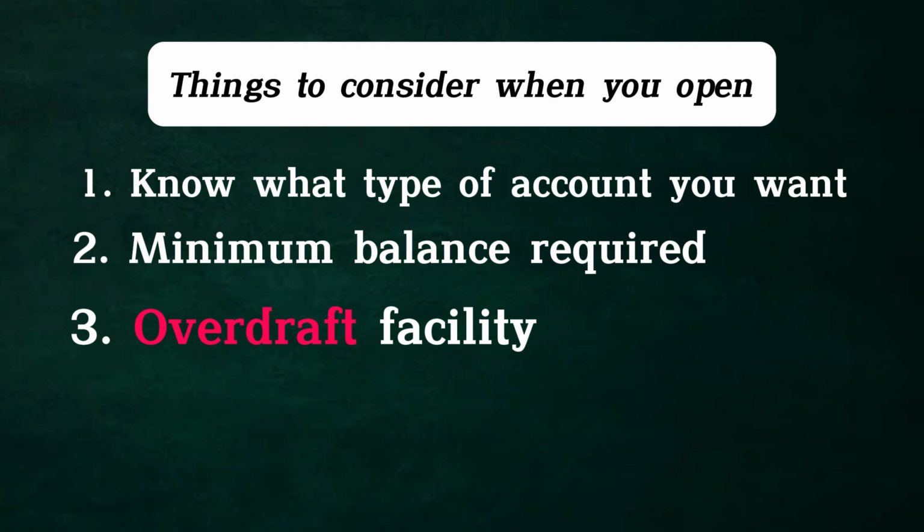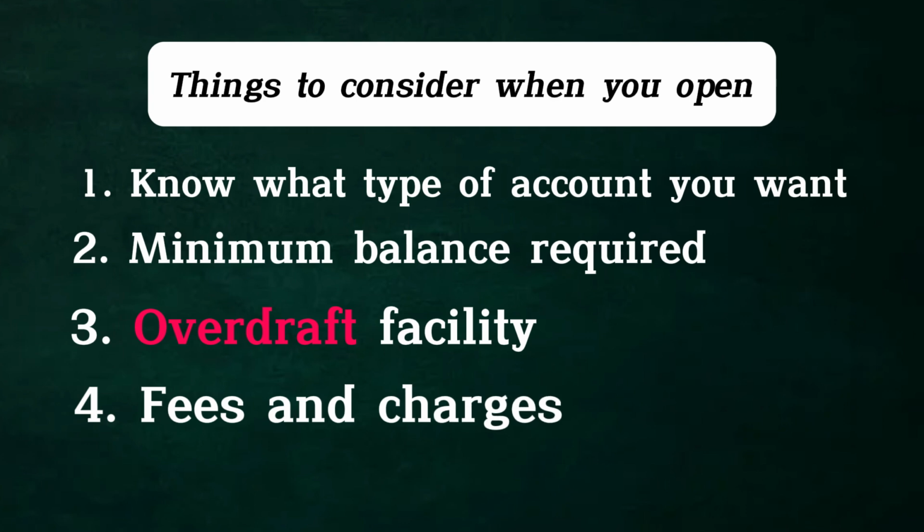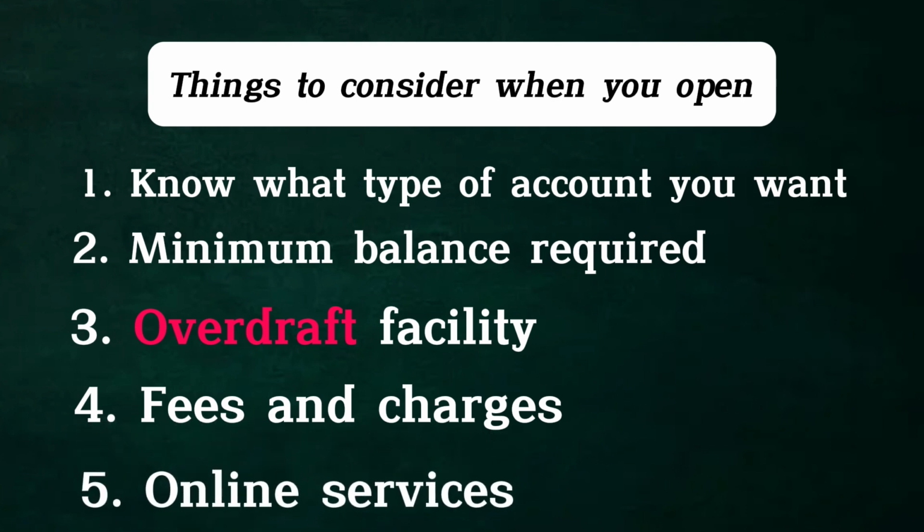Number four, fees and charges. Not only should you know the type of fee, but also when you incur them. Is it monthly, semi-annually, or annually? Number five, online services. This also should come hand in hand with customer service helpline, which should be available 24/7.